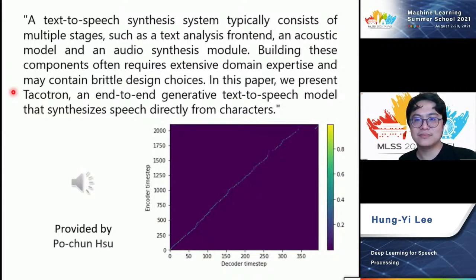A text-to-speech synthesis system typically consists of multiple stages, such as a text analysis front-end, an acoustic model, and an audio synthesis module. Building these components often requires extensive domain expertise and may contain brittle design choices. A per B present Takotron, end-to-end generative text-to-speech So you can find that comparators.